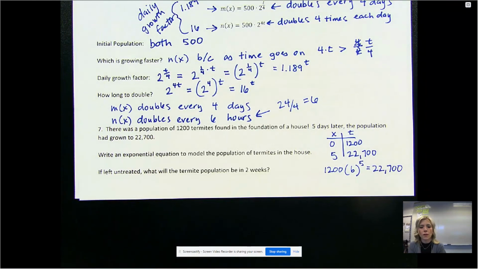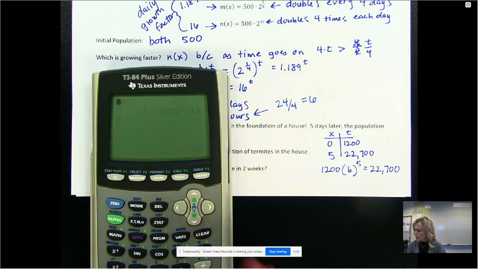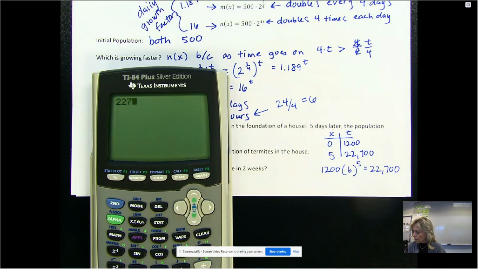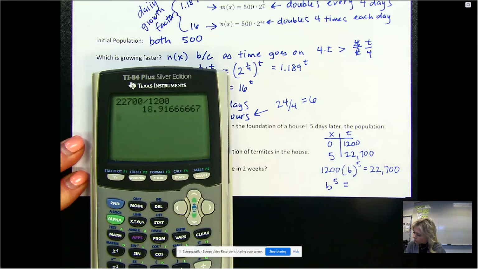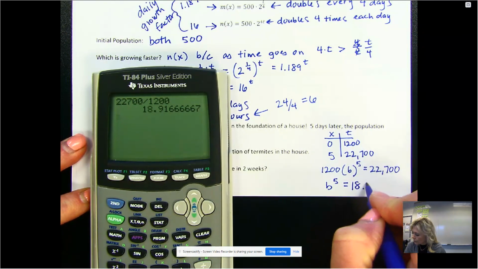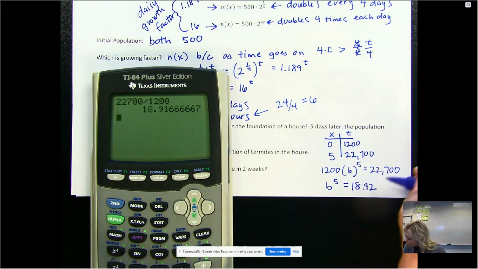Okay, so again, we did this in class the other day. So the first thing I'm going to do is just divide 22,700 divided by 1,200. That is a long decimal. I'm just going to have to round it. It's fine. So that tells me that b to the fifth is equal to about 18.92.